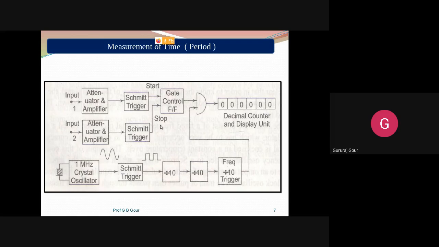So before we get the stop pulse, all the pulses will be applied to this decimal counter and counted. Once you apply the stop pulse to the gate control flip-flop, it will stop, disabling its output. So the main gate will be disabled. No more pulses will be applied to the decimal counter. Whatever it has counted will be displayed. That is proportional to the measurement of the time. Okay. Are you understanding this one?